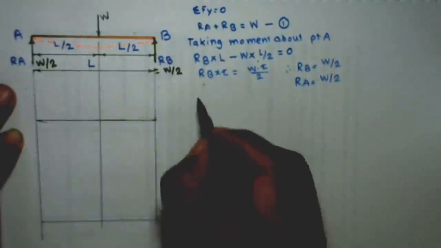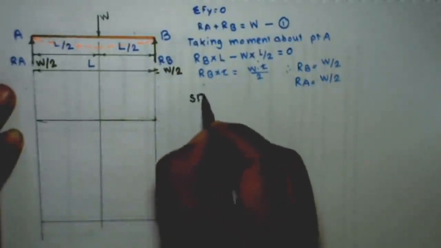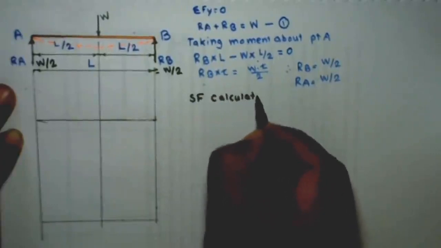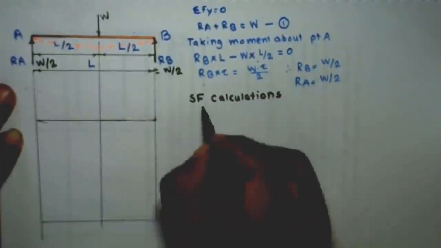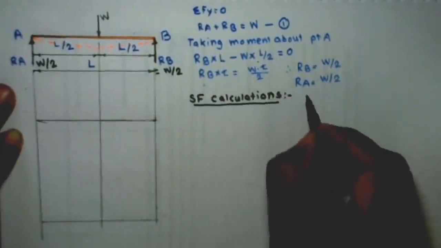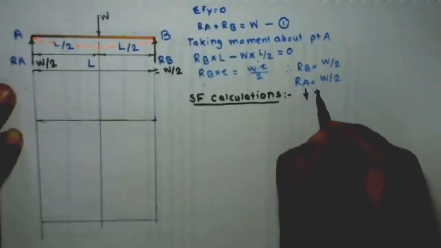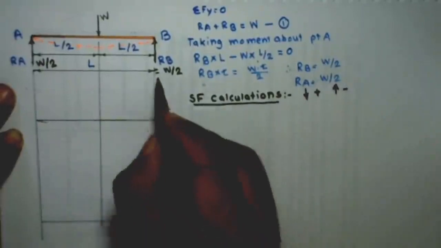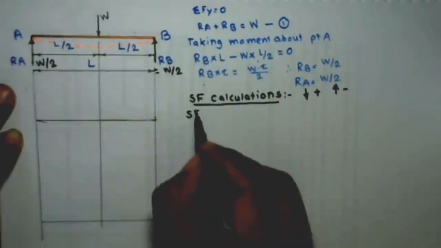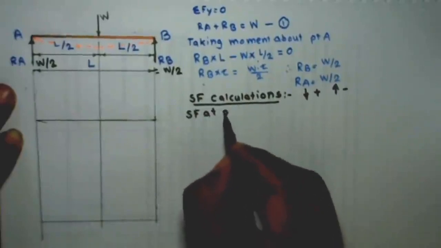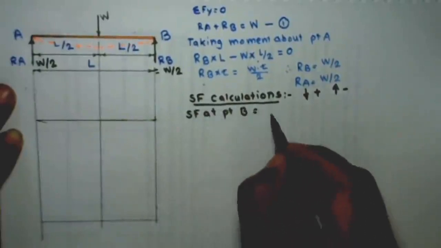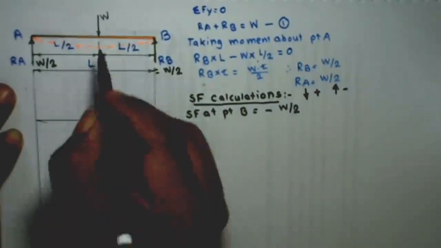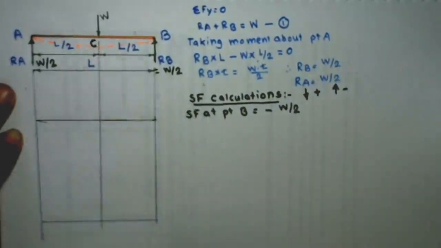Now we will calculate the shear force. To calculate the shear force, we have to decide the sign conventions: downward force is positive, upward force is negative. So in this case, the shear force at point B, since Rb goes in the upward side, we say minus W by 2. We say the center point is C.